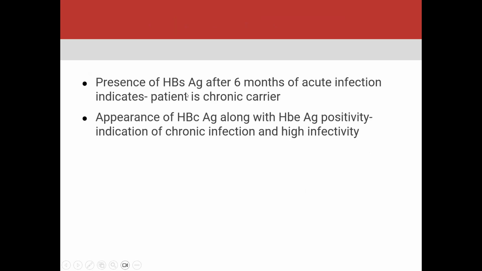The presence of HBsAg after 6 months of acute infection indicates the patient is a chronic carrier. Even after 6 months, even after treatment, if HBsAg is still present, that indicates the patient is a chronic carrier. And if hepatitis B core antigen and HBe antigen appear and show positive, that also indicates chronic infection and high infectivity.